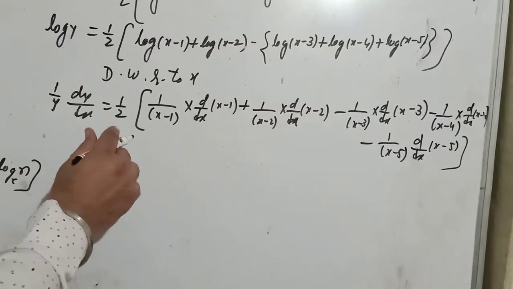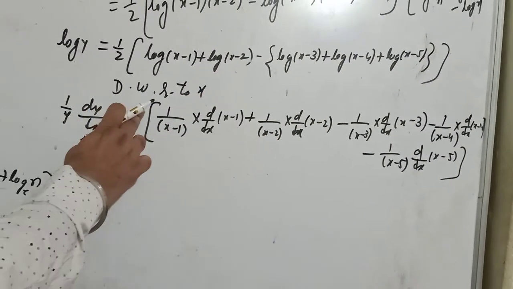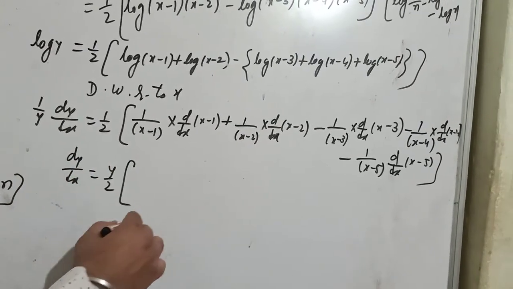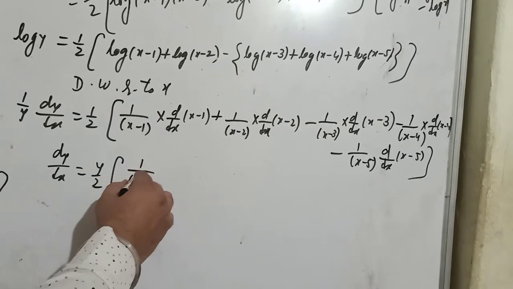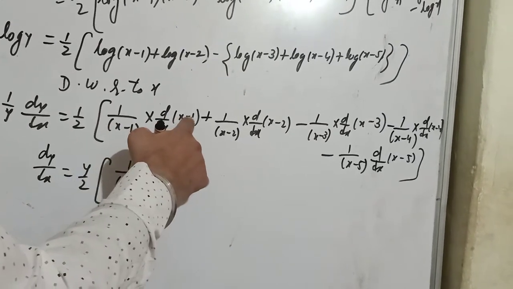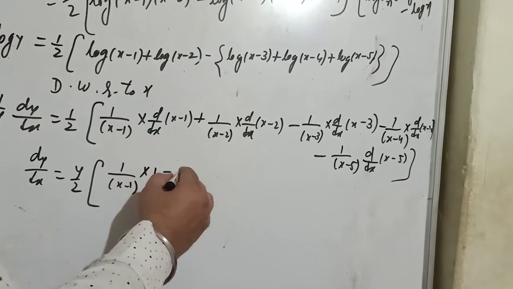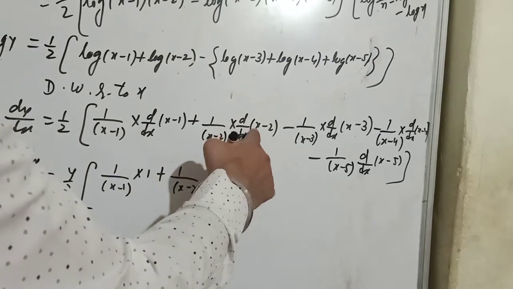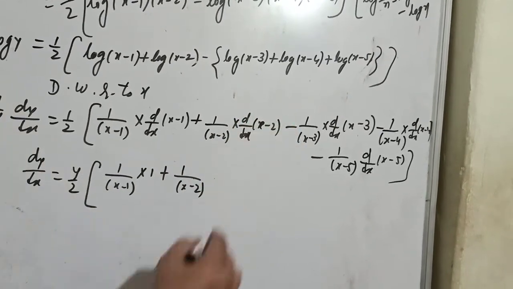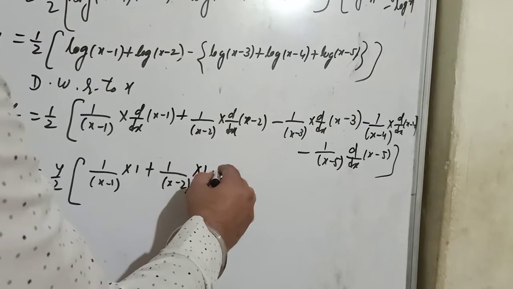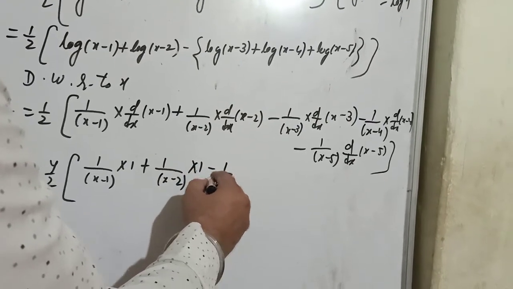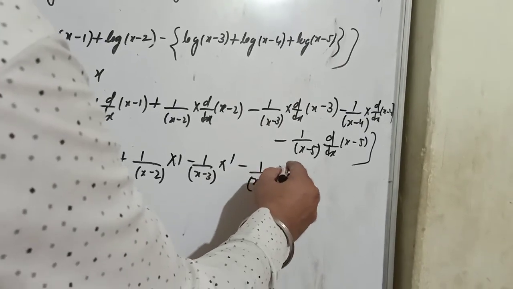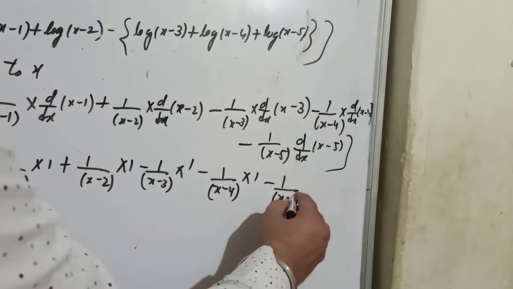So after this we have got the simplest form. We can bring this y here. So dy by dx is y upon 2, and this is 1 upon (x minus 1). Differentiation of x is 1 and differentiation of 1 is 0, so we'll get only 1. 1 upon (x minus 2). If we bring d by dx inside this bracket, d by dx of x is 1 and d by dx of a constant is 0, so we'll get 1. Here also 1 upon (x minus 3) into 1, 1 upon (x minus 4) into 1, 1 upon (x minus 5) into 1.